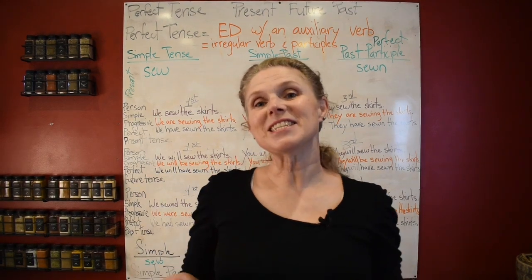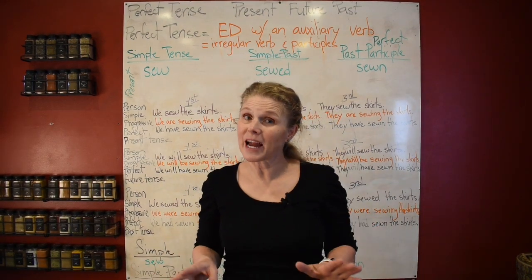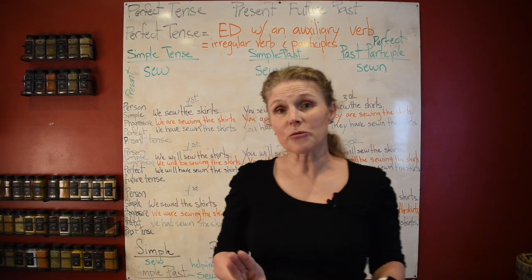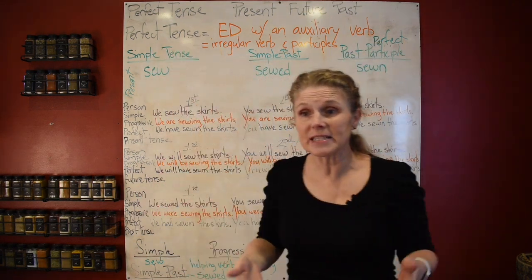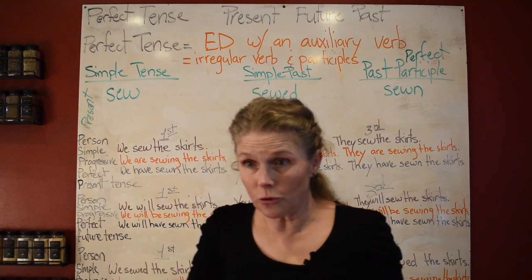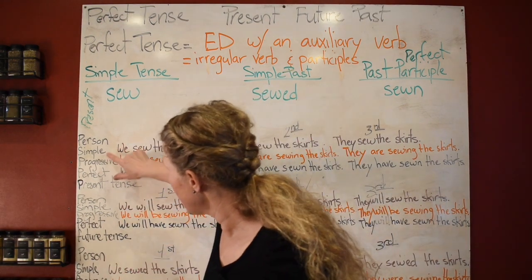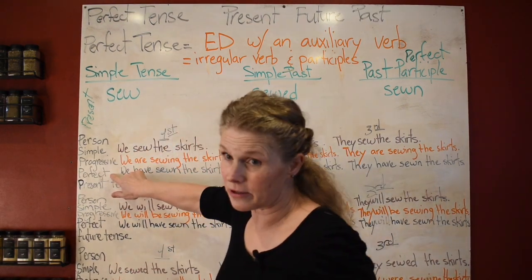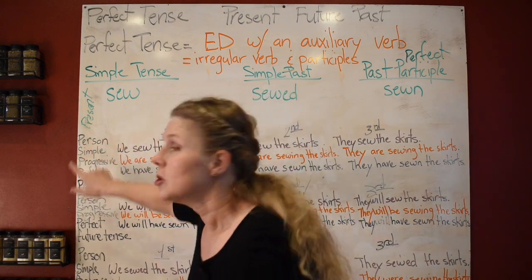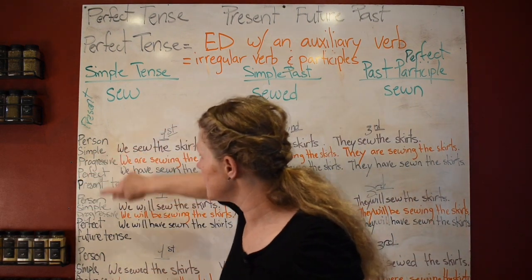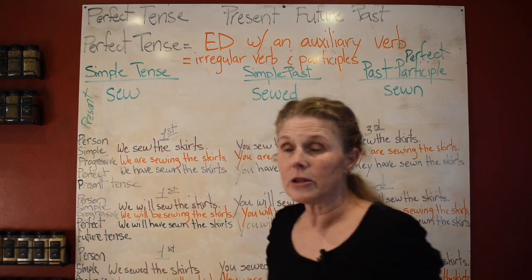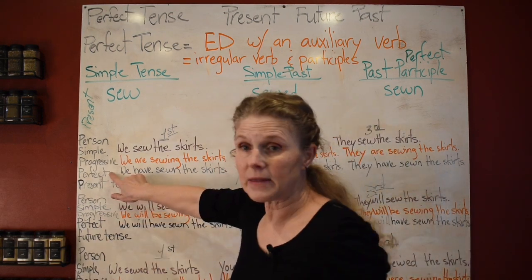Hi everyone, this is a continuation lesson of 92, and it is part 3, and we are talking about the perfect tense in this lesson. If you are not understanding the simple and the progressive, you're not going to understand the perfect. So it's really important that you go back and make sure you get those two down before you get here.